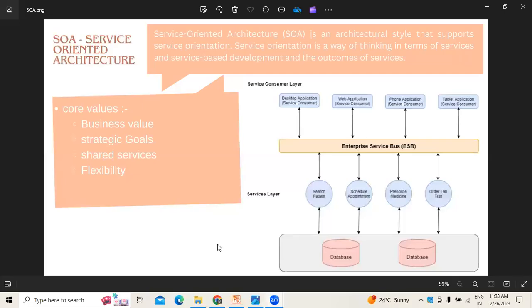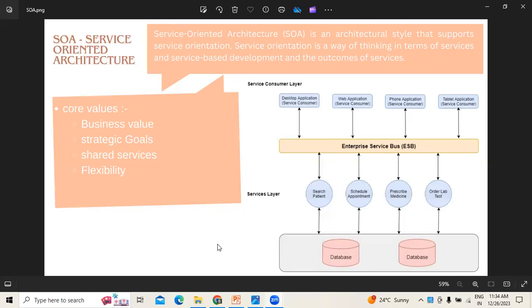Right. So this is where a service-oriented architecture comes in. Service-oriented architecture is basically an architectural style which we normally use in application development, especially whenever we are implementing web services. Before I get into service-oriented architecture, let me give you an understanding of web services.